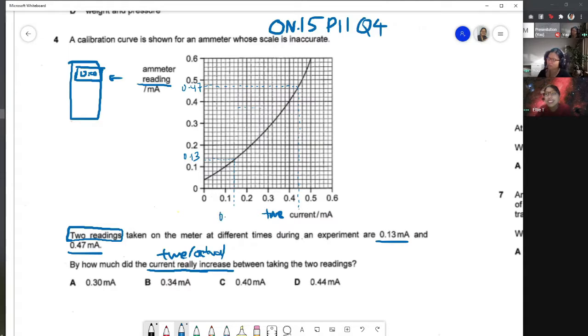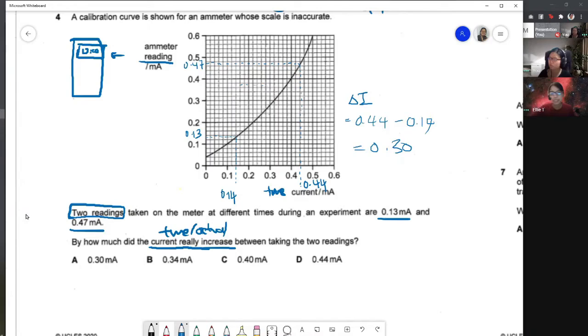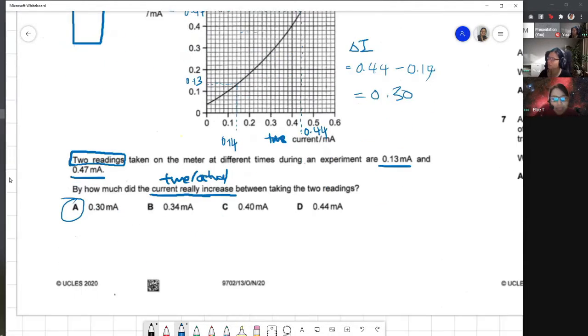And then we'll get here 0.14, which is the real reading instead of 0.13, and 0.44. It's the real reading instead of 0.47. So what's the actual reading? Okay. Then calculate the change in reading. So 0.3. 0.3? 0.3. Okay. Pretty straightforward. Circle.